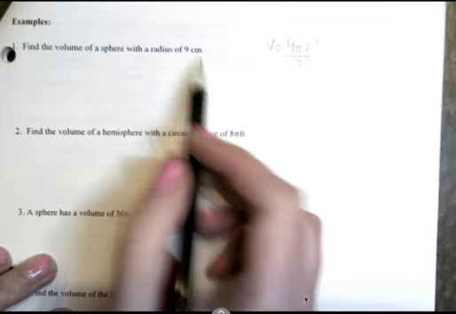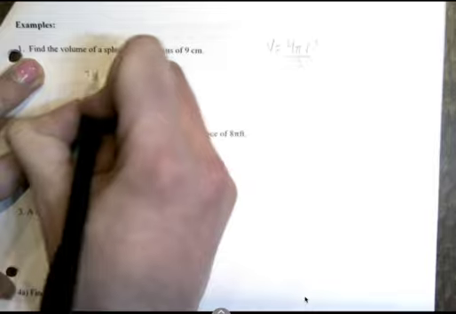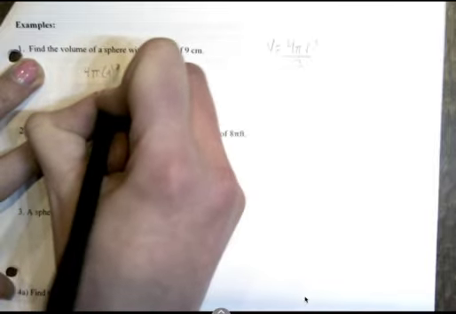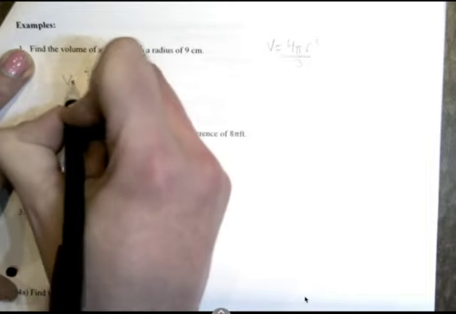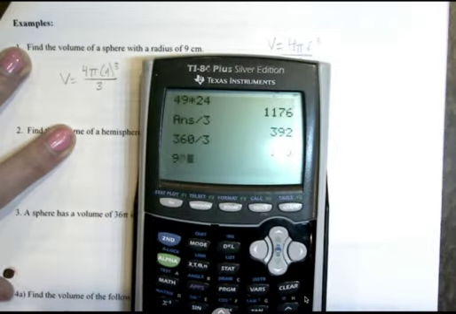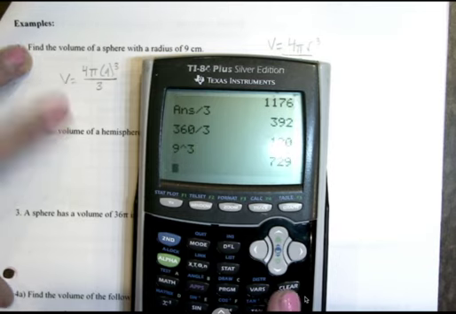Okay, so all I need is the radius. If r is 9, I'm just going to plug that in. So we're going to do 4 pi times 9 cubed over 3. I need to follow order of operations here, so I'm going to do 9 cubed first. 9 cubed is 729.